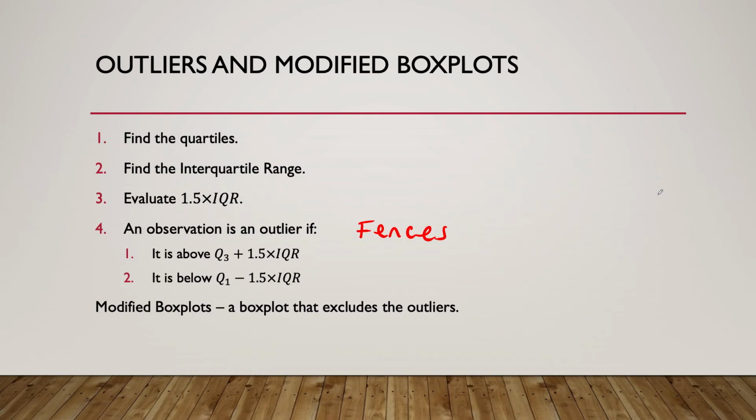When it comes to these box plots, we can make a modified box plot by removing the outliers. So we first need to find the quartiles, find the interquartile range, take 1.5 times the interquartile range, and add it to Q sub 3 and subtract it from Q sub 1. If it's above Q sub 3 plus 1.5 times the interquartile range, then it is an outlier. If it's below Q sub 1 minus 1.5 times the interquartile range, it is also an outlier. These two are also referred to as fences. A modified box plot, though, is a box plot that excludes these outliers.